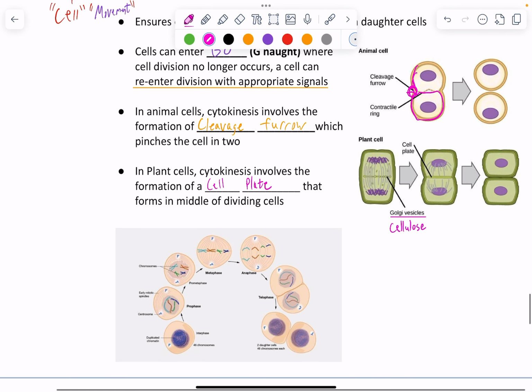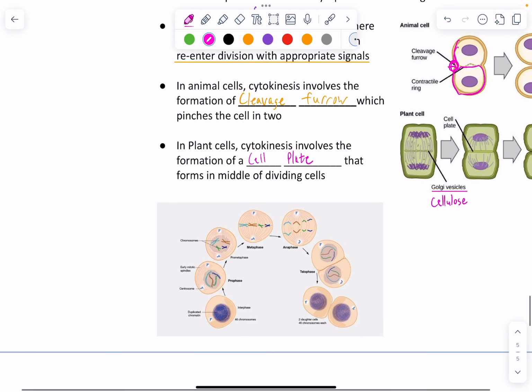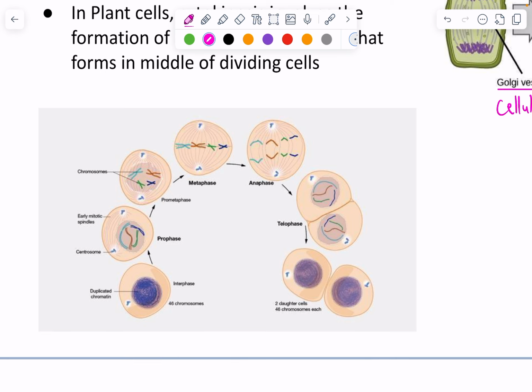Again, there's a lot of vocab we want to talk about. Some of those terms in the table we can talk about at a later topic. Here's an overview for mitosis, and I hope that was helpful.